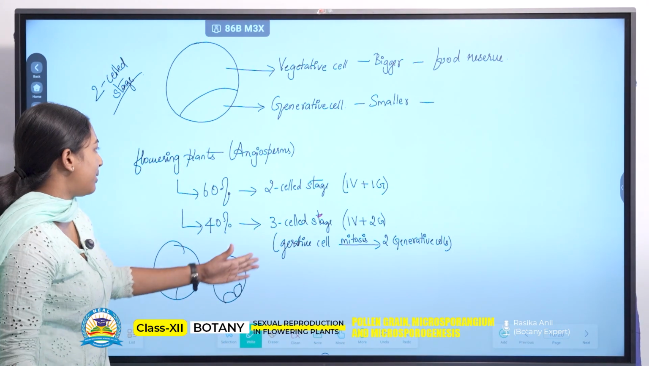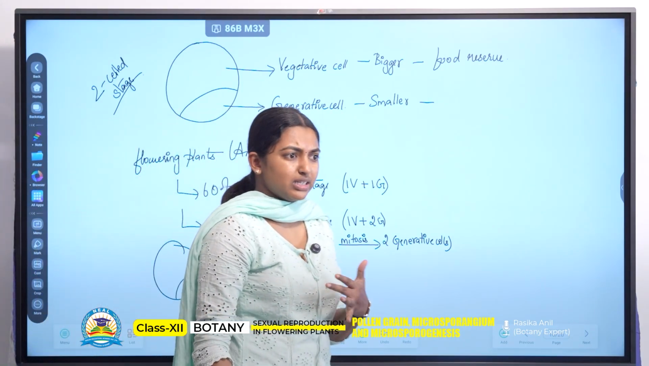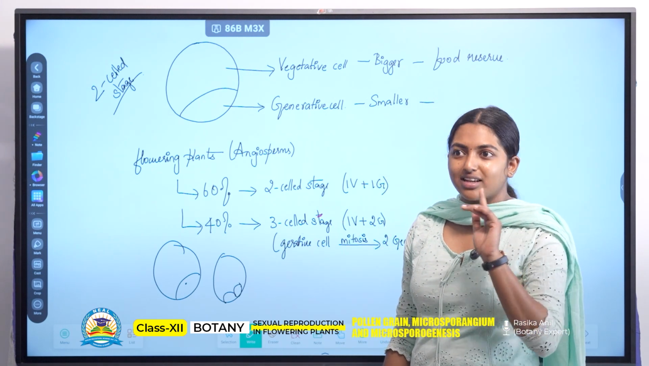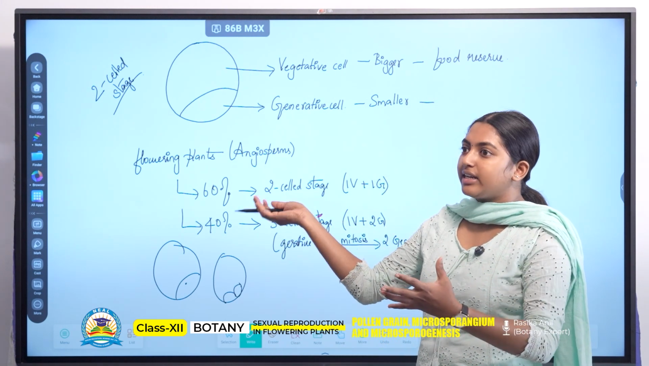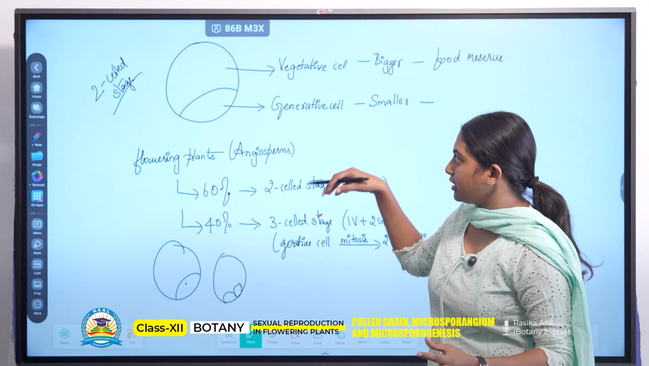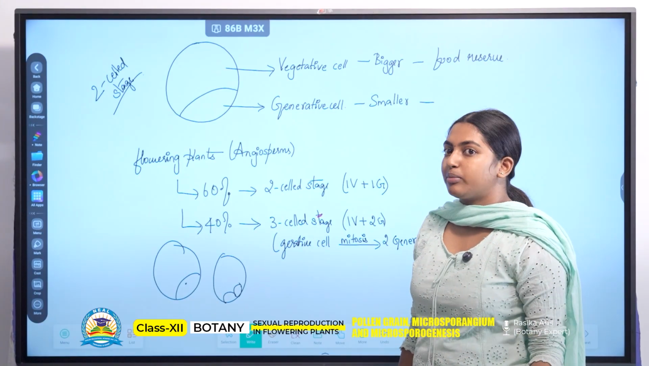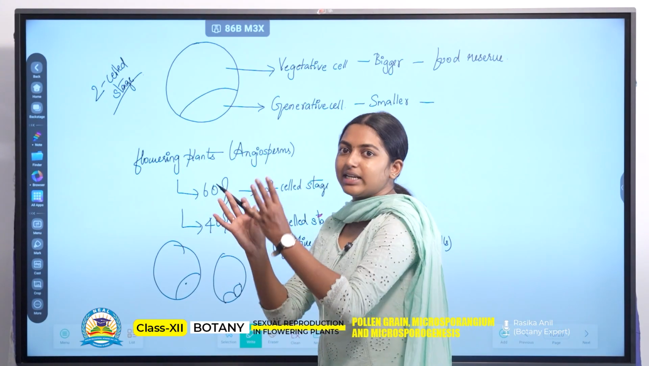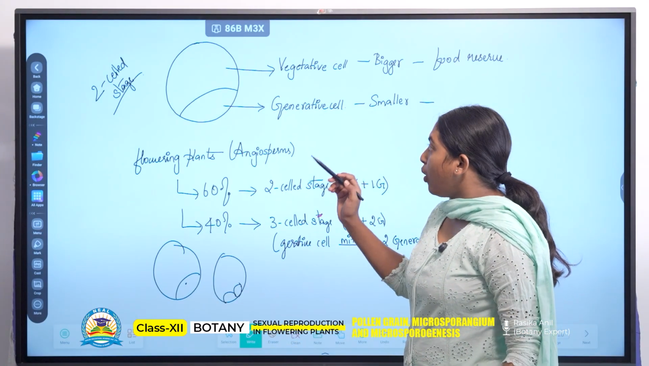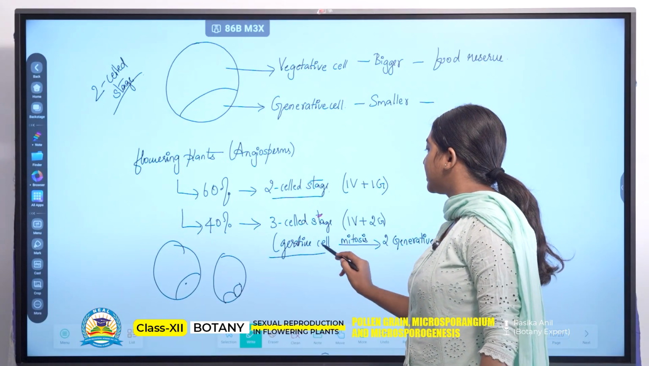So you can ask, ma'am, then what happens in these 60% of the angiosperms? Is the generative cell not undergoing mitosis? No, it is undergoing it, but that is after it enters the female reproductive part of the flower. That is, after it enters the stigma, it will undergo this division. But in certain other plants, it will undergo this division while it is being dispersed itself, right? So that's the point. During dispersal, some are dispersed at the two-cell stage, some are dispersed at the three-cell stage, right?